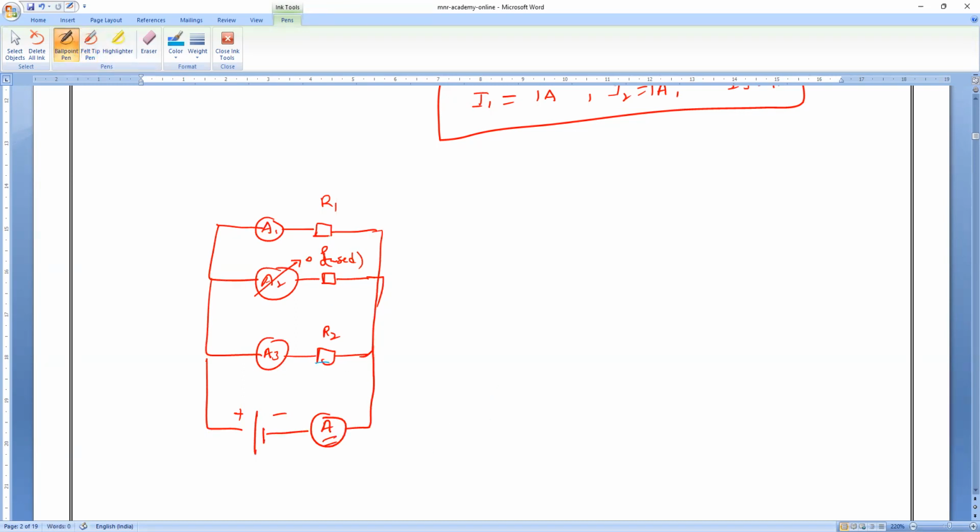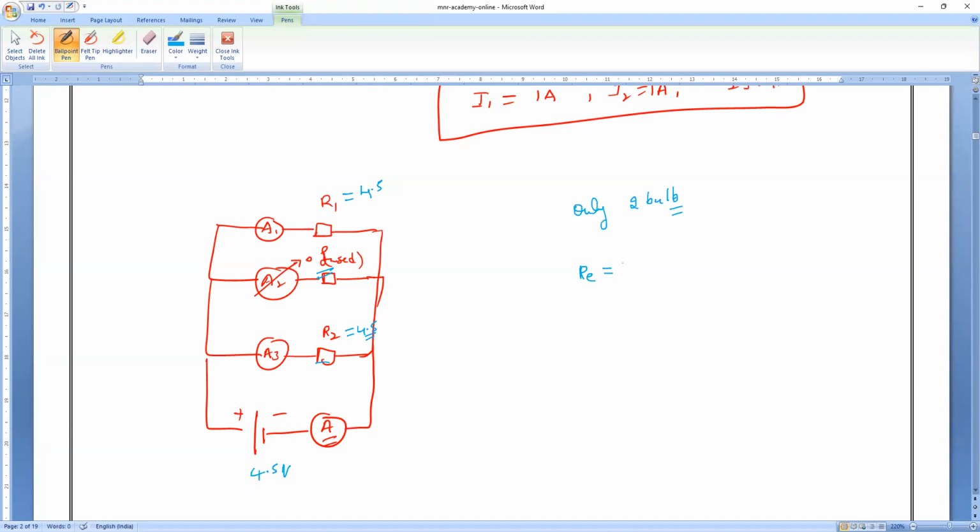The first question's answer: they say B1 and B2 glow with the same brightness. Yes or no? Same brightness means the same current is passing, so let us verify that. The supplied voltage is still 4.5 volts. R1 is 4.5 ohms and R2 is also 4.5 ohms. Only two bulbs are connected now because one is fused. What is the effective resistance?